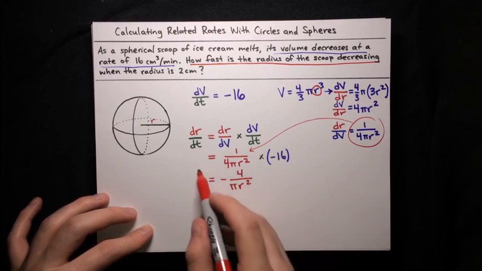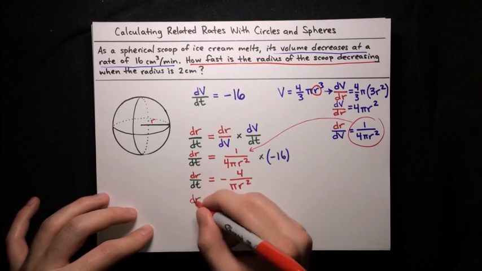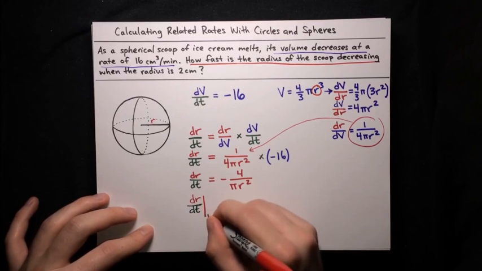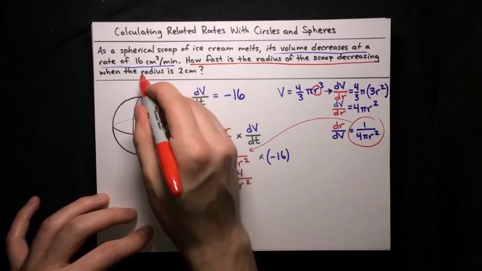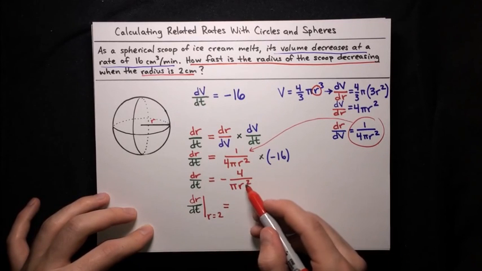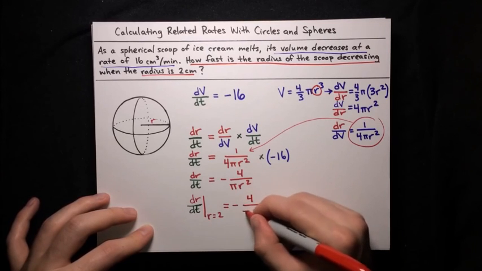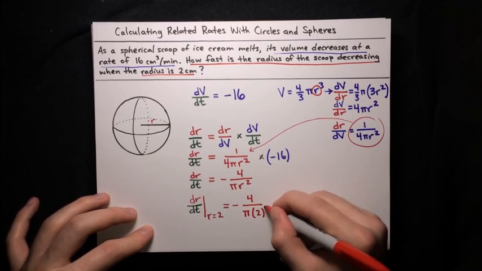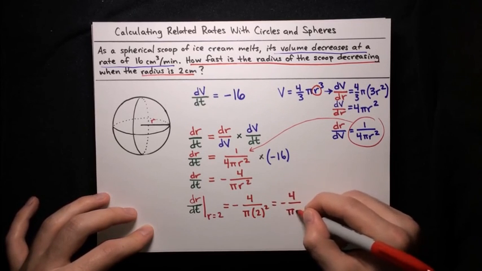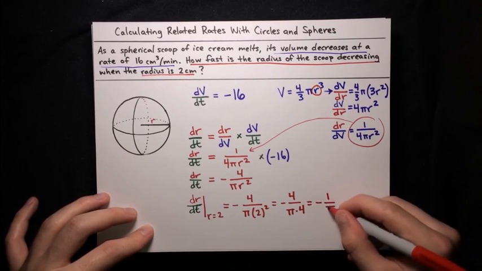All right, so let's fill in our left-hand side here. That's dr/dt. And in particular, we want to compute dr/dt when r is equal to 2 centimeters. That's our given radius. So when r is equal to 2, we just go ahead and plug that into our expression here for dr/dt. So that's -4 over pi times 2², which is just -4 over pi times 4. 4 over 4 cancels, so that's just -1 over pi.